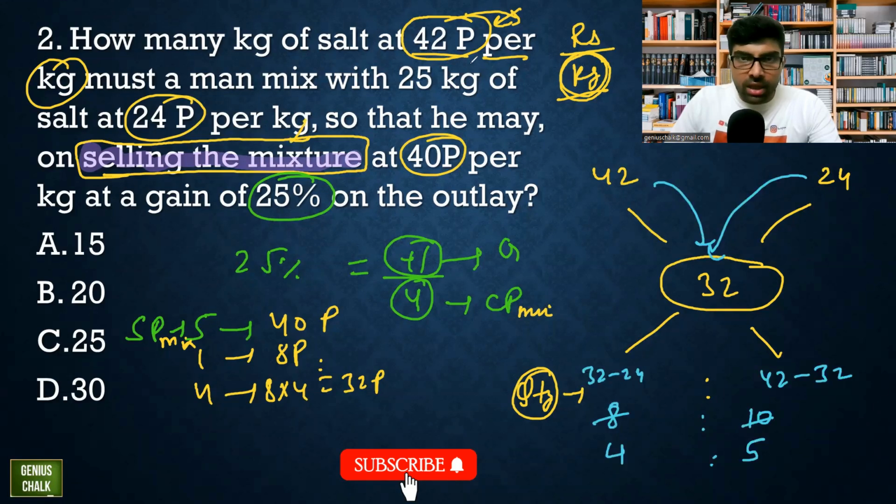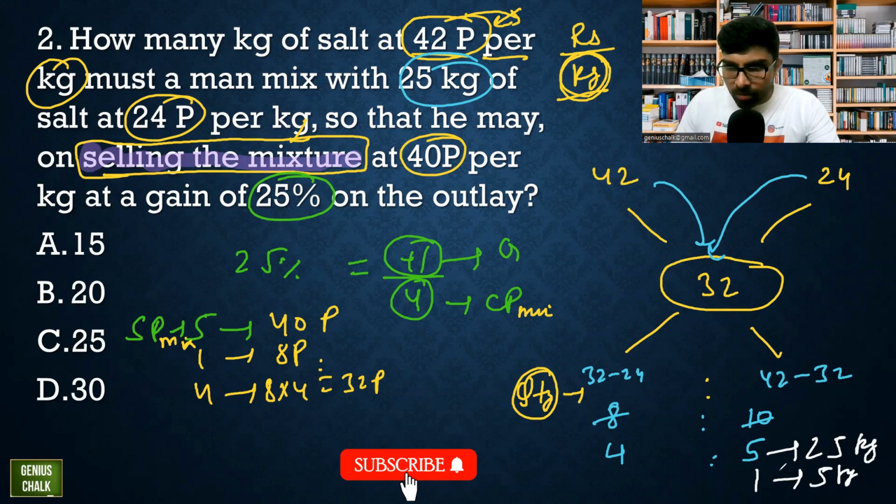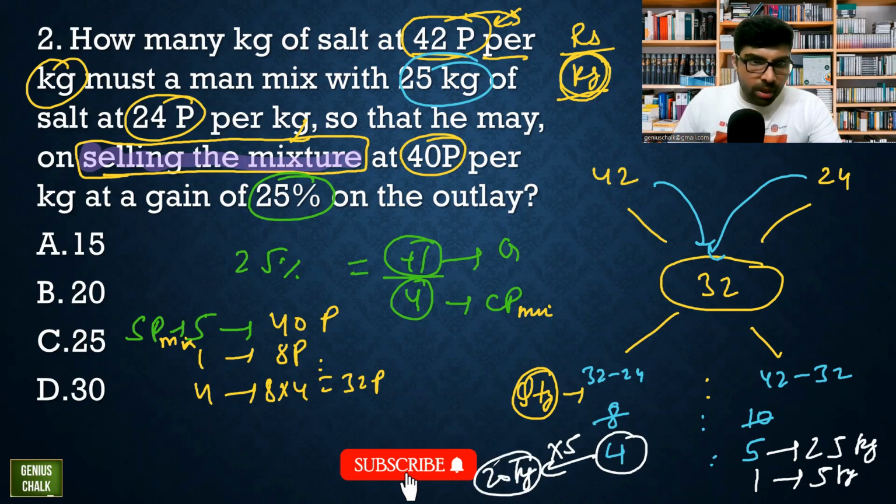Now you see the second part is how much? 25 kg. That means this 5 is given as 25 kg. So 1 will be 5 kg. We need to find this one. So 4 will be 4 into 5, 20 kg, which is my answer. 20 kg is my answer, right?